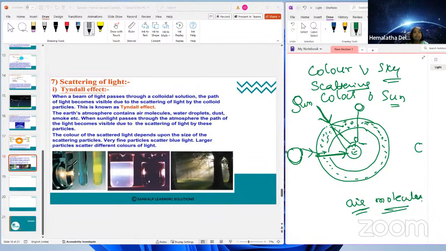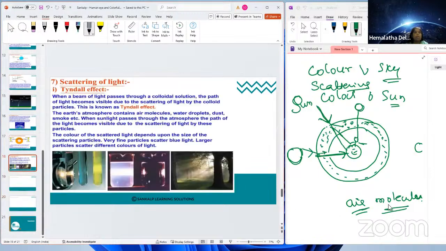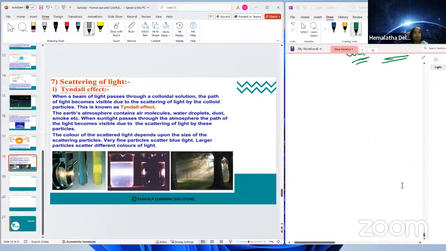One more effect is there, that is they explained here about the Tyndall effect. Tyndall is what? Tyndall is the name of the scientist. I will explain that one. So I will explain this one now. Tyndall effect, name of the scientist.